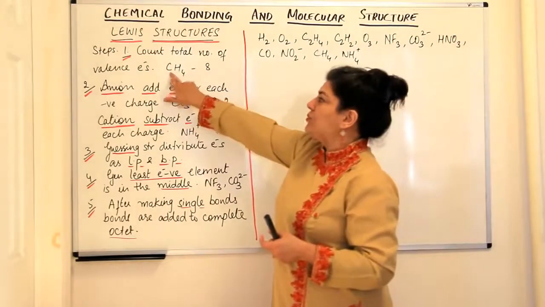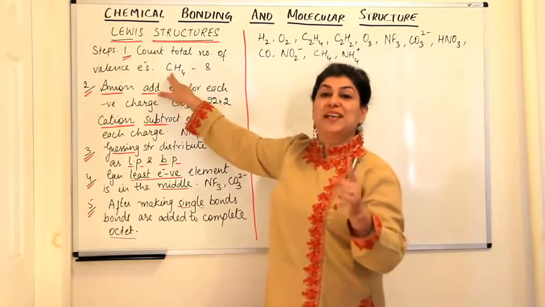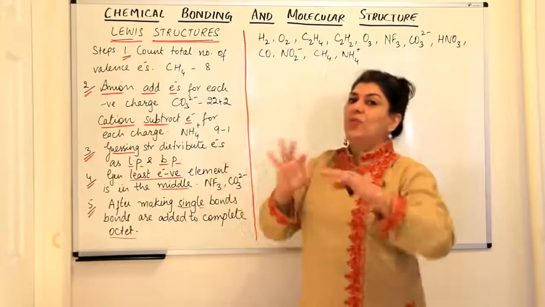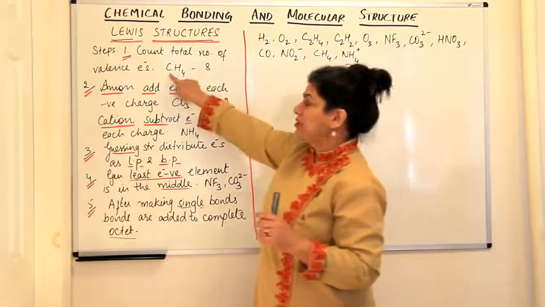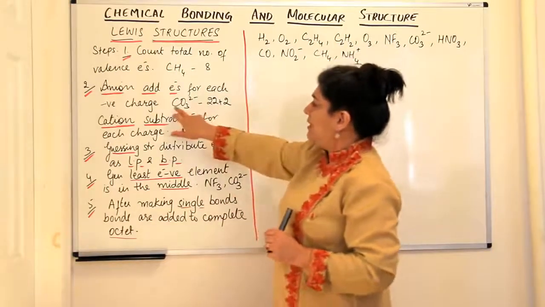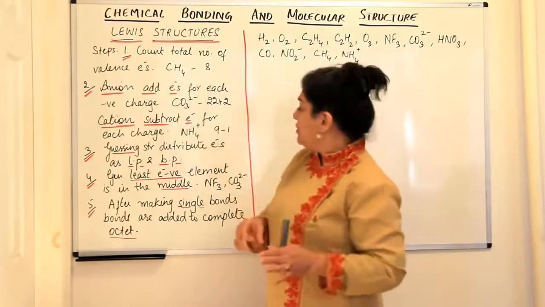I told you the one which is present in lesser number is usually in the middle, and that usually is the electropositive element. And the electronegative element is normally the one that is surrounding. Not in methane. Hydrogen is more electropositive in comparison to carbon. But yet, in this case, carbonate ion, carbon is more electropositive. So it is carbon which is in the center.